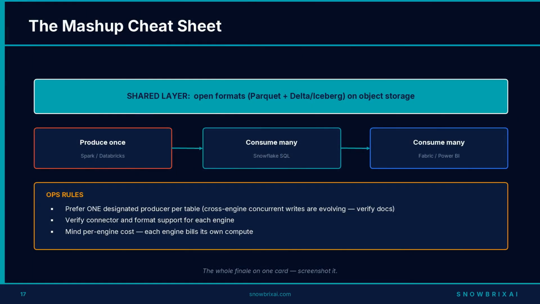Here is your mashup cheat sheet. Open formats, Parquet plus Delta or Iceberg on object storage are the shared layer. Produce once with Spark and Databricks. Consume many with Snowflake's SQL and Fabric Power BI. Prefer one designated producer per table. Delta supports optimistic concurrency natively. But cross-engine concurrent writes are an evolving advanced scenario. So verify the docs and always mind per engine cost. That is the whole finale on a single card. Screenshot it, pin it, bring it to your next design review.